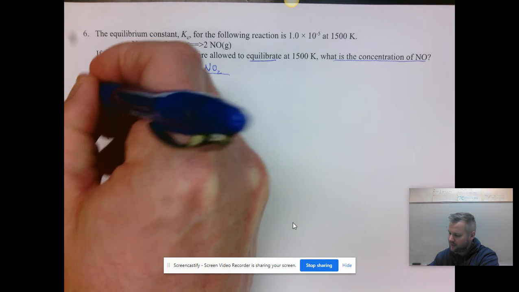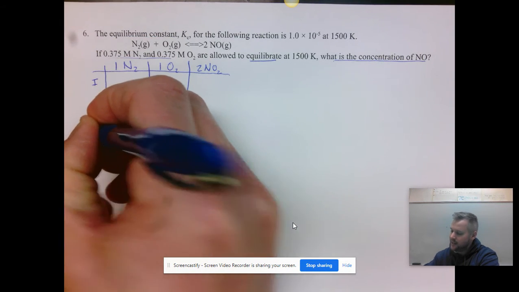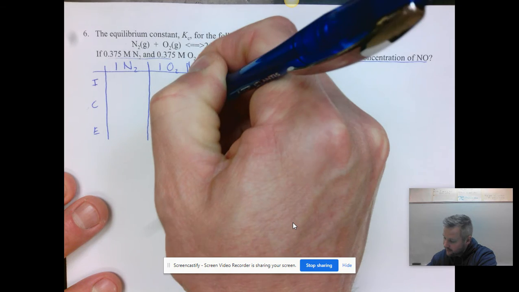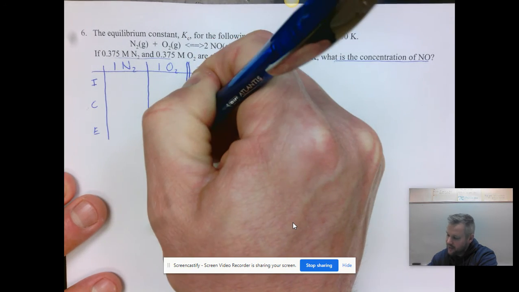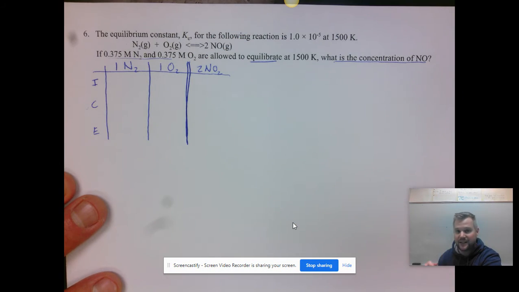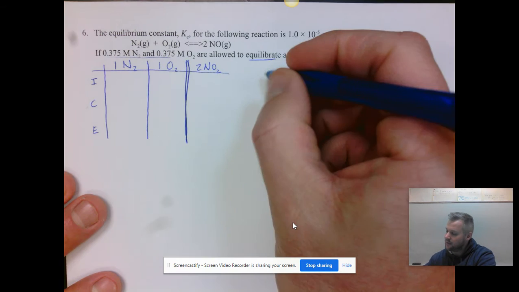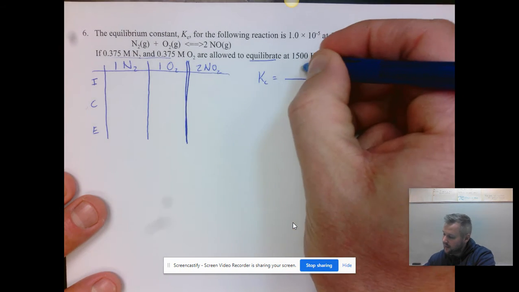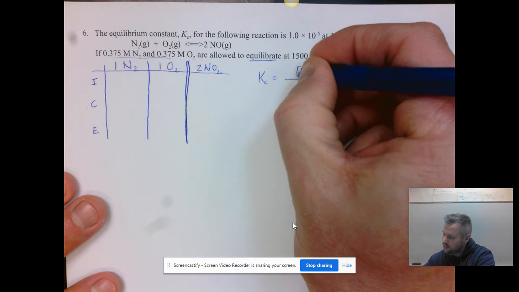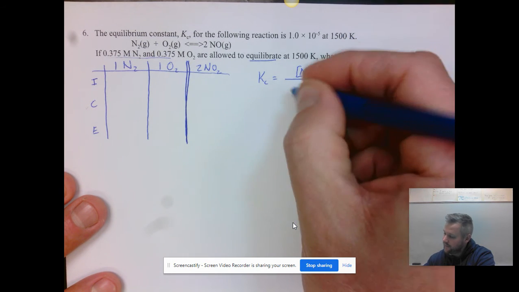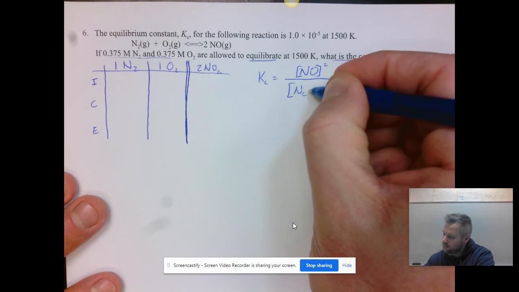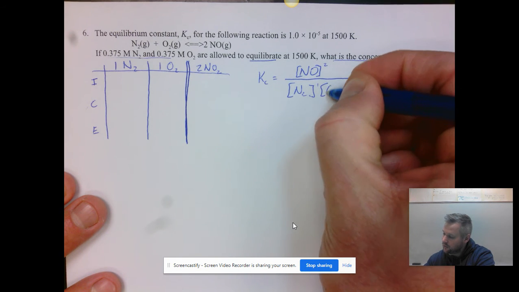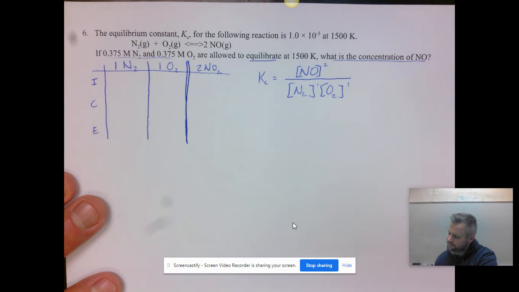And then this time we still have I, C, and E. And again, I like to give myself that physical boundary of reactants and products so I know where I'm adding and subtracting quantities. Again, you also need to have an expression for this. So in this case, products, your concentration of nitrogen monoxide squared are going to be over your N2 to the first and your O2 to the first.